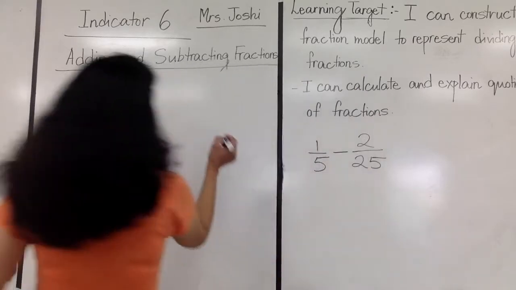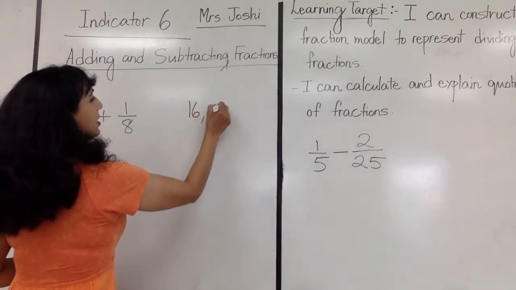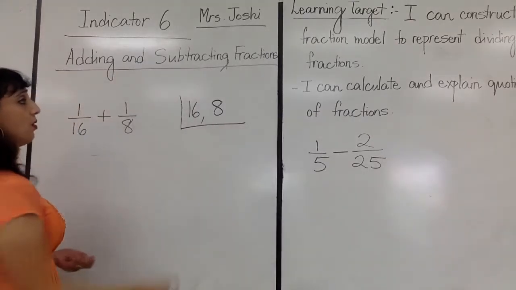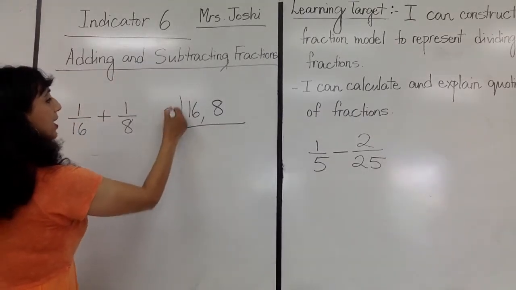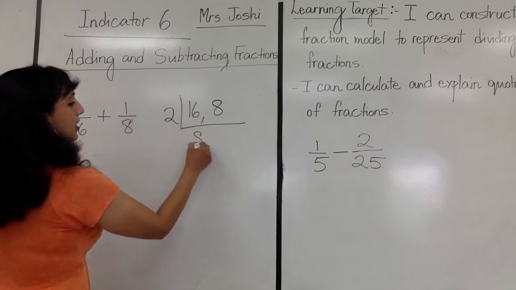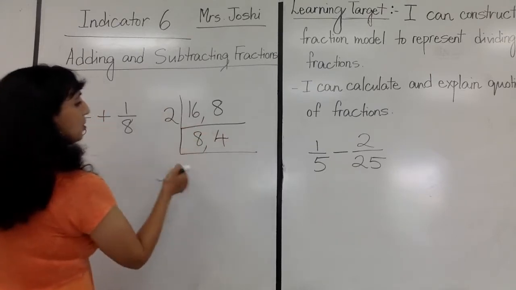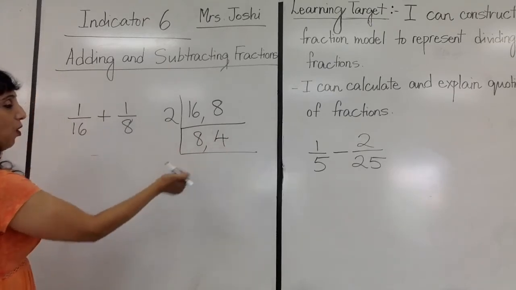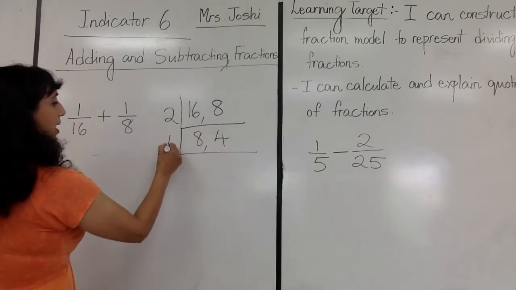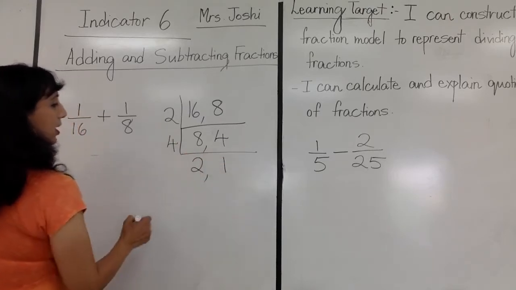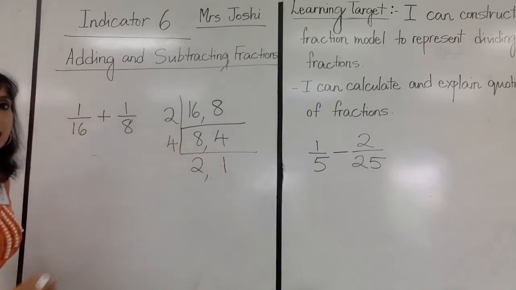So if I take 16 and I take 8, make an L for LCM, and we know that these are divisible by 2. So 8 times 2 is 16, 4 times 2 is 8. Now we can still go by 2 or we can go by 4. It doesn't matter. I know that 8 is divisible by 4. So I'll do 2 and 1. And so now nothing else is common.